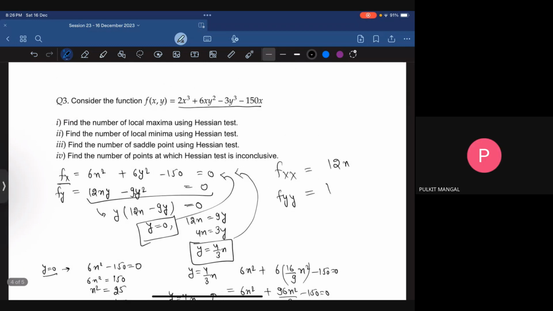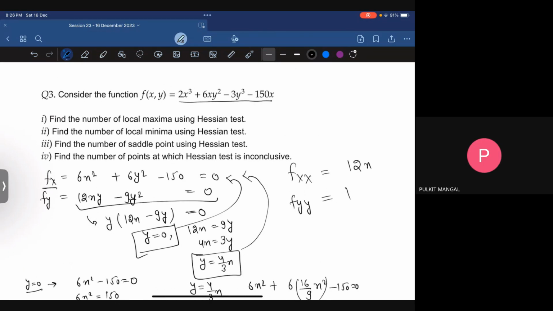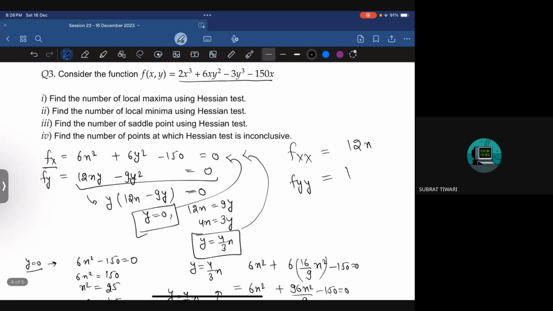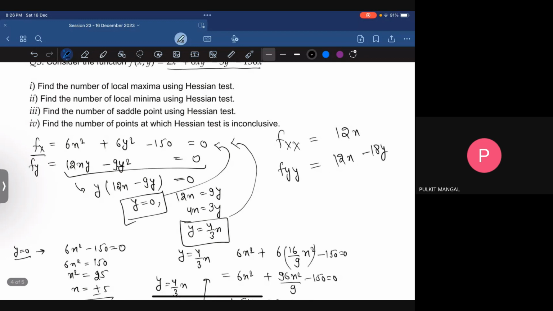This is from one of the PYQs. The partial derivative with respect to y is 12x minus 18y. Because this is a polynomial function, the mixed order partial derivatives would be the same, so fxy or fyx would be the same.